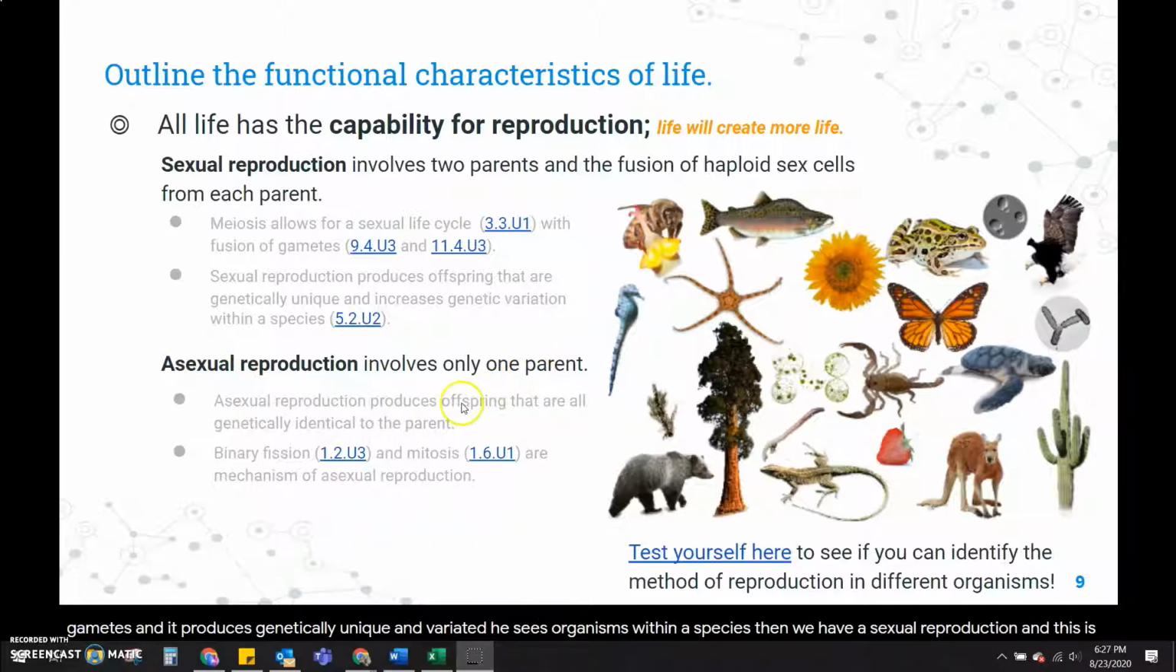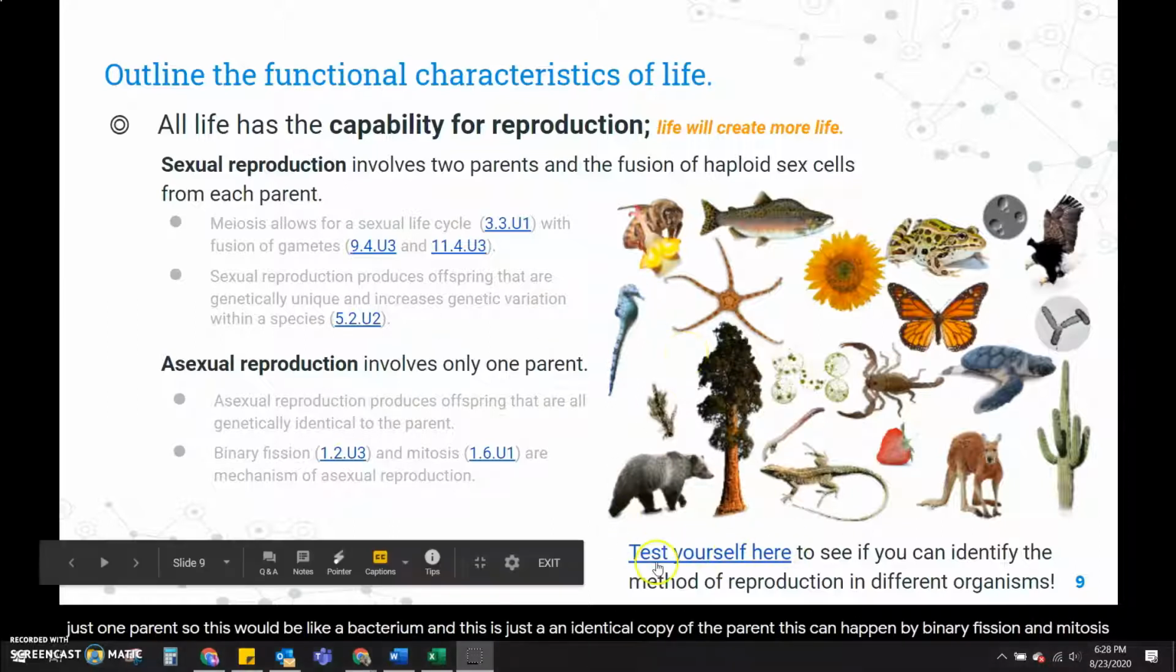And then we have asexual reproduction, and this is just one parent, like a bacterium. This is just an identical copy of the parent, and this can happen by binary fission and mitosis. If you come over here, you can test yourself and see if you can figure out which ones are sexual and which ones are asexual, if you have time.